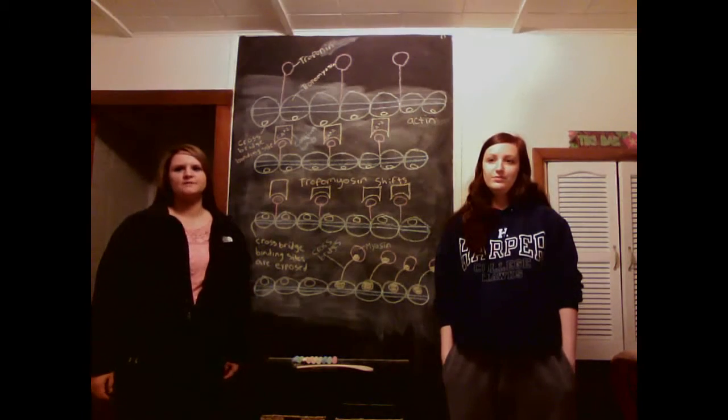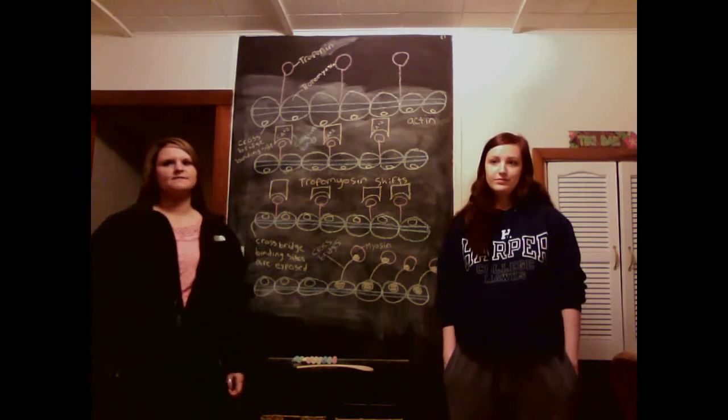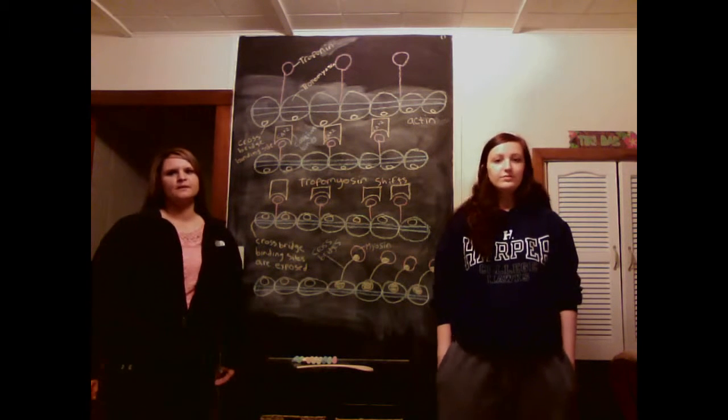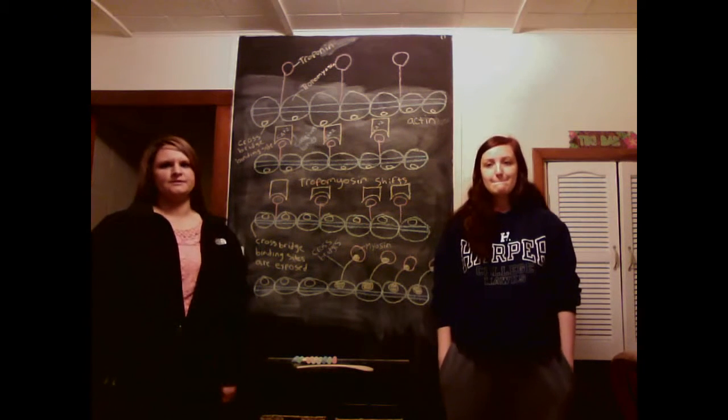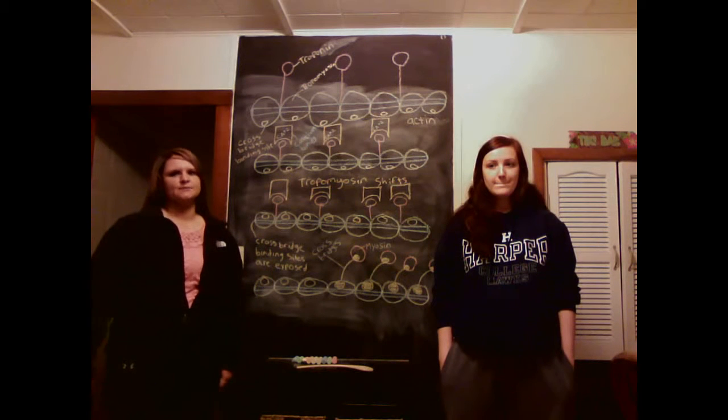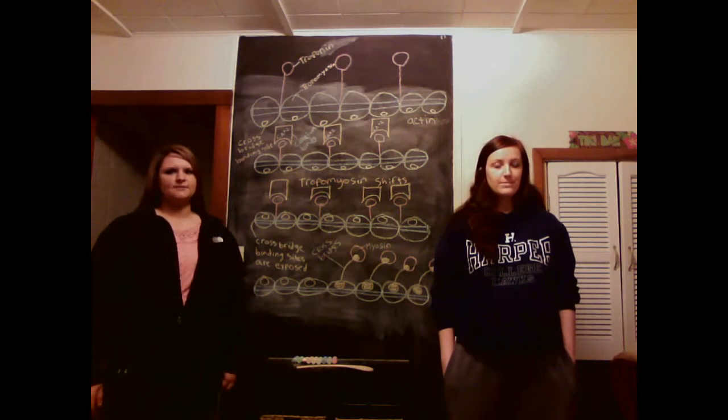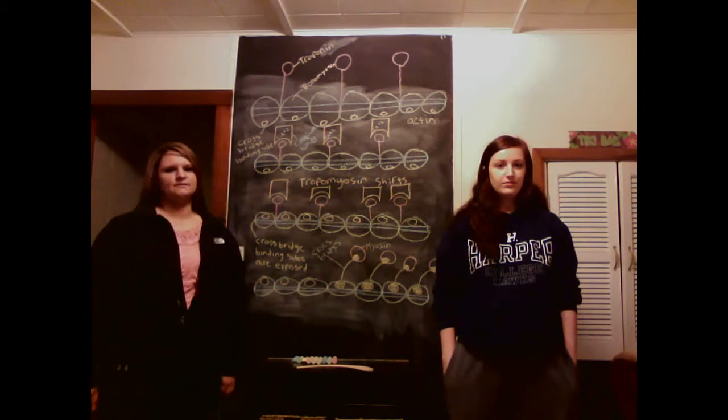Cross bridges are cocked back and pulled forward, drawing the actin filaments over the myosin filament. This results in the shortening of sarcomeres, and muscle contraction then takes place. Muscle contraction is the combined shortening of all sarcomeres in muscle fibers.